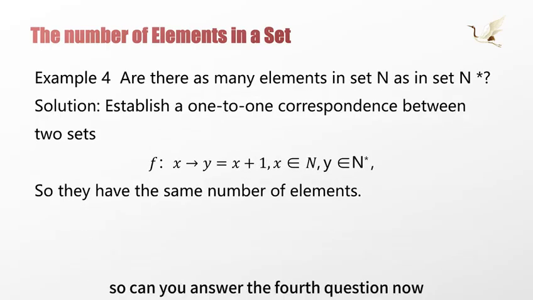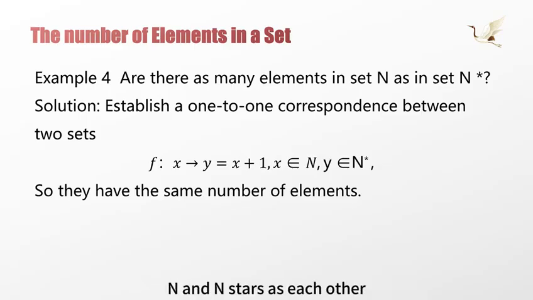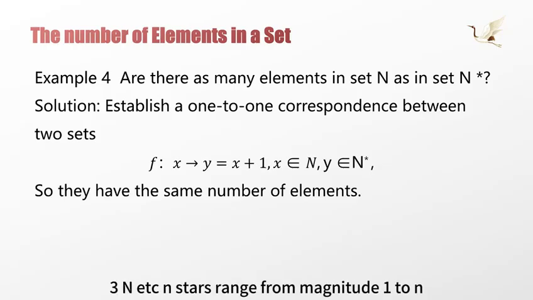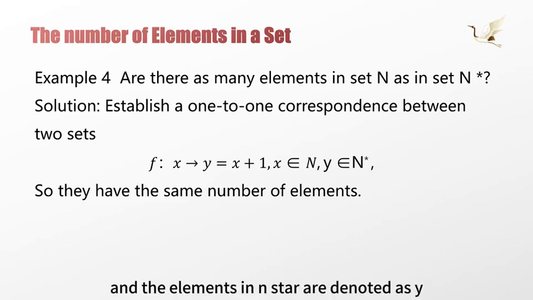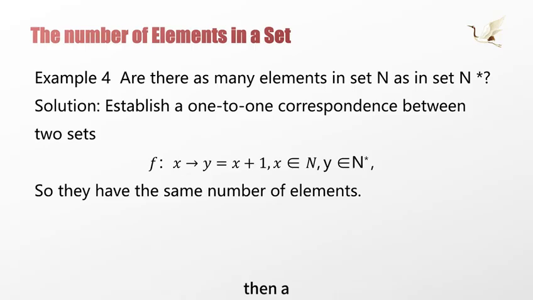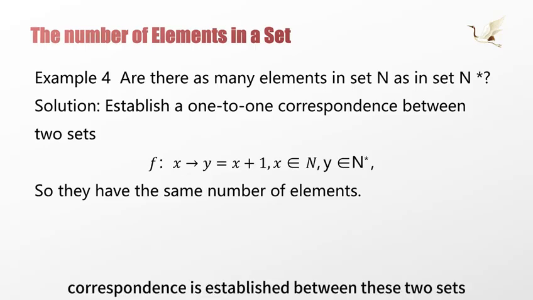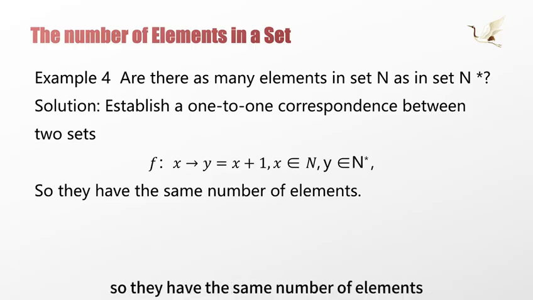So, can you answer the fourth question now? Are there as many elements in sets N and N star as each other? The elements in N are 0, 1, 2, 3, ..., n, and so on. N star ranges from 1 to n. We can consider each element of N star as adding 1 to each element in N. If the elements in N are denoted as x and the elements in N star are denoted as y, then a one-to-one correspondence is established between these two sets, so they have the same number of elements.